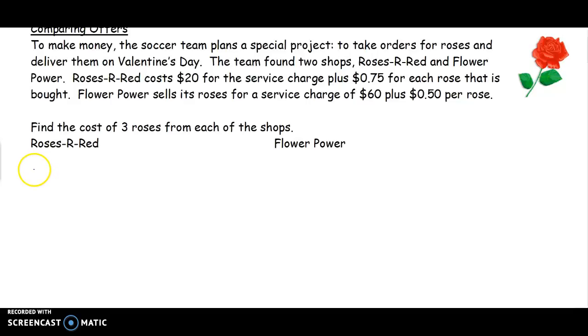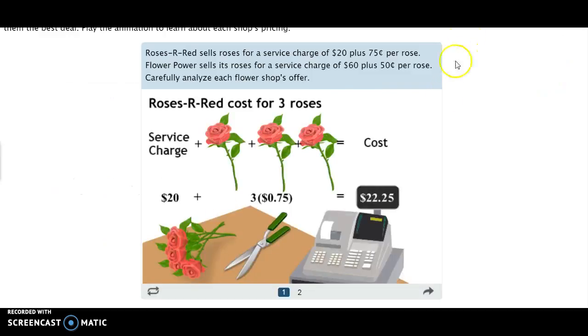So we could say our service charge is $20, plus we had one rose for 75 cents, one rose for 75 cents, and another rose for 75 cents, which our whole cost would have been $22.25. Okay, let's see what happens for Flower Power now.